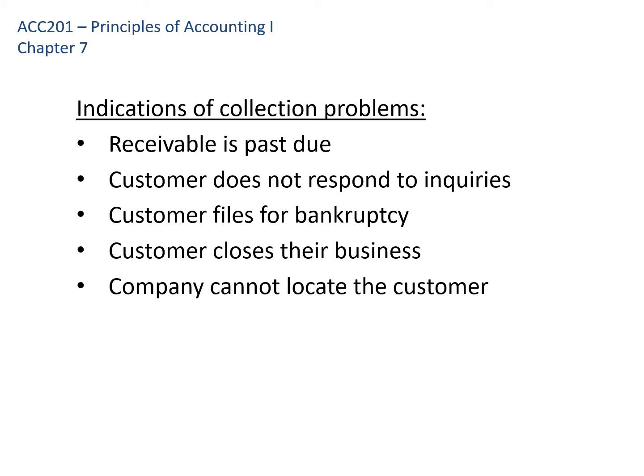Next could be a customer closes their business, so then you've got to track them down. That could be difficult. And then sometimes you can have a problem where you just simply can't locate a customer. And that may be the point at which you say, okay, this is uncollectible, I have to write it off. Or you may hire an investigator or take further steps depending upon the amount that's owed to you. So now let's go back to those two methods.